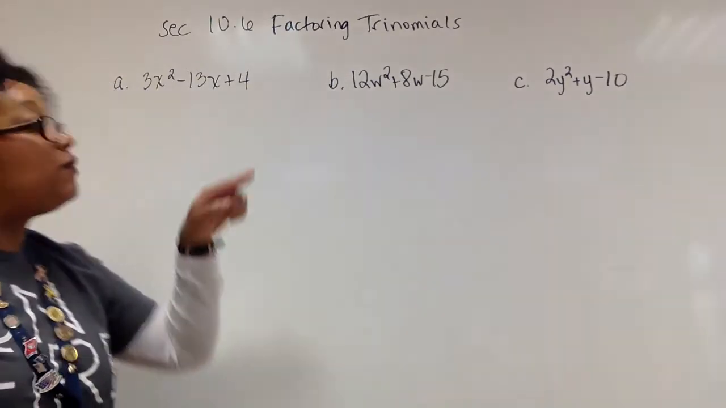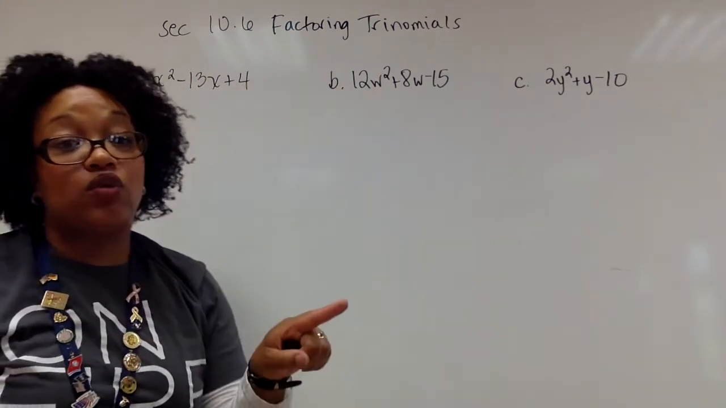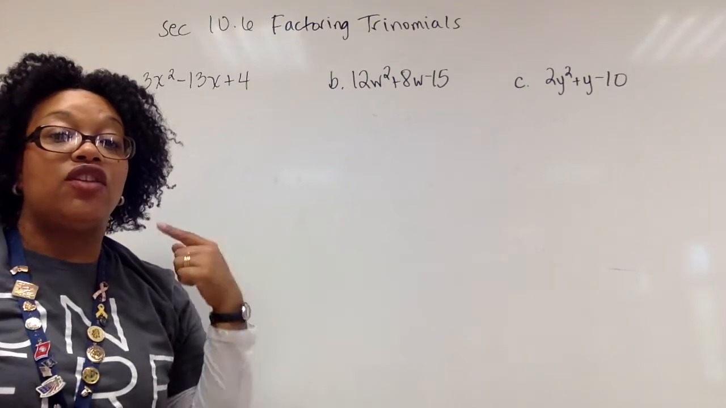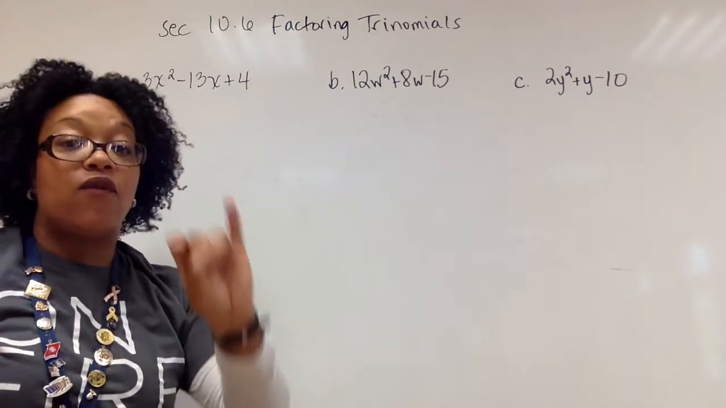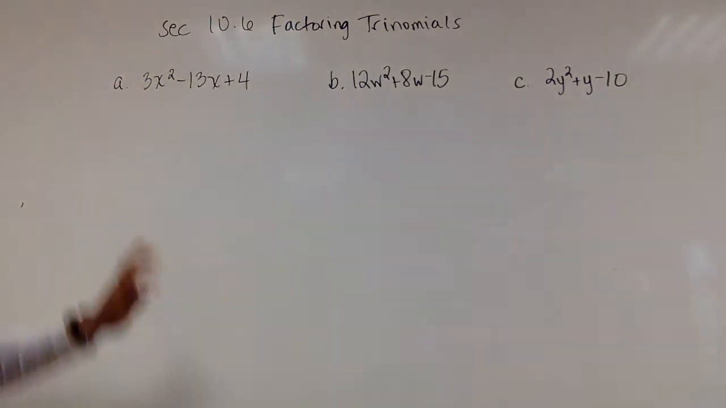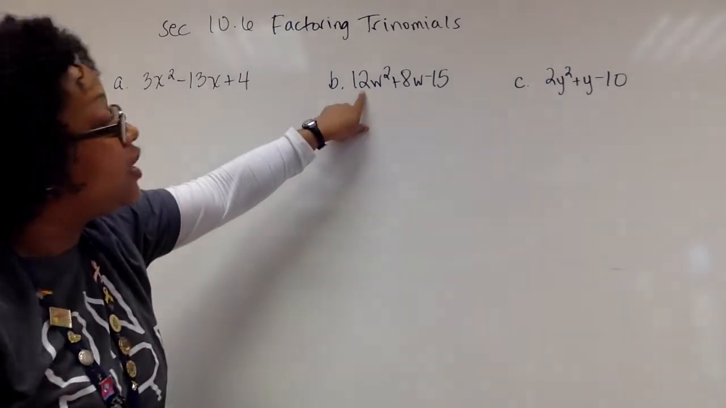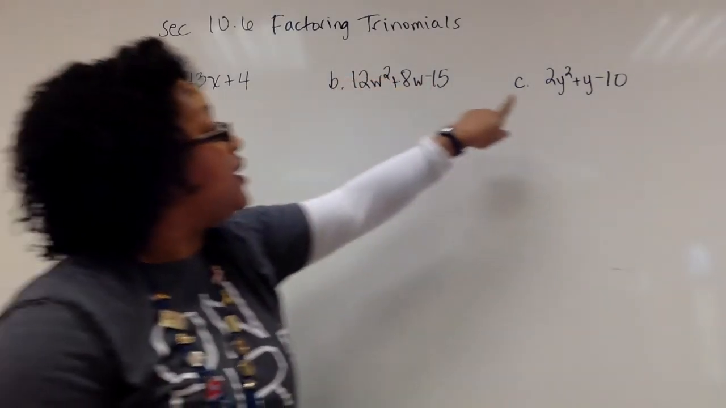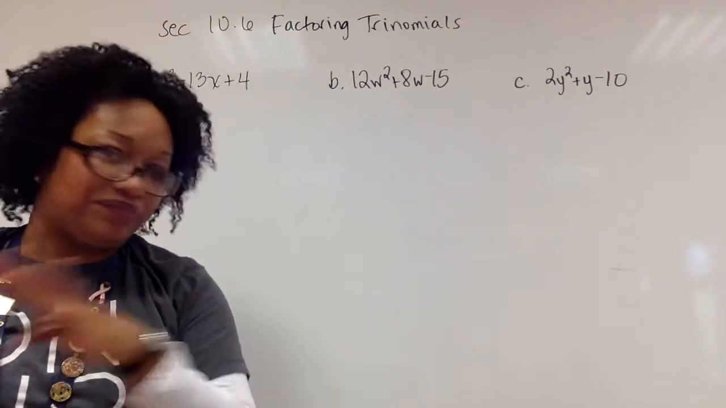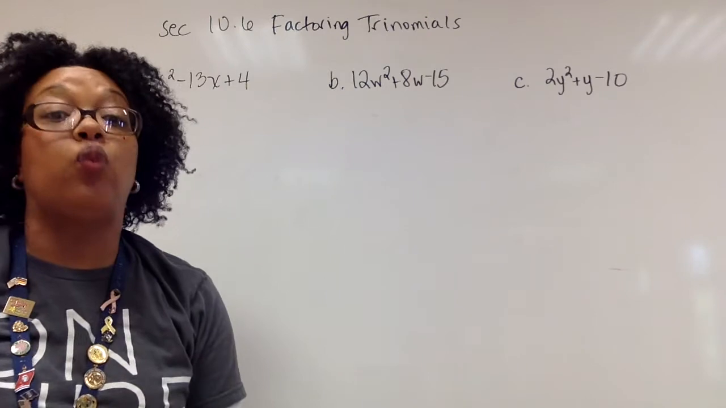And the reason is because this time we actually have an A that is not equal to 1. If you notice on the front page, for example 1, your A was 1. For examples A, B, and C, your A was equal to 1. In this case, our A is equal to 3. For letter B, it's 12. And letter C, it's 2. So if you figured out the shortcut, can't use it anymore. That's only when A is equal to 1.